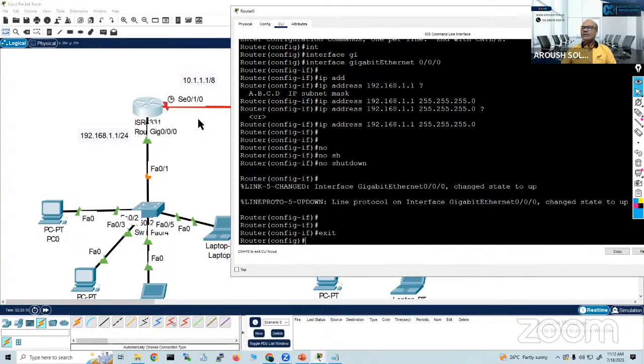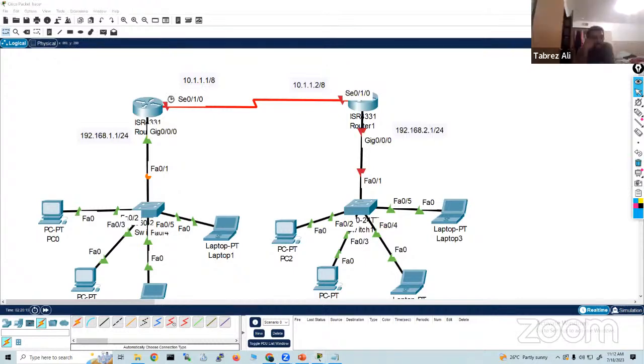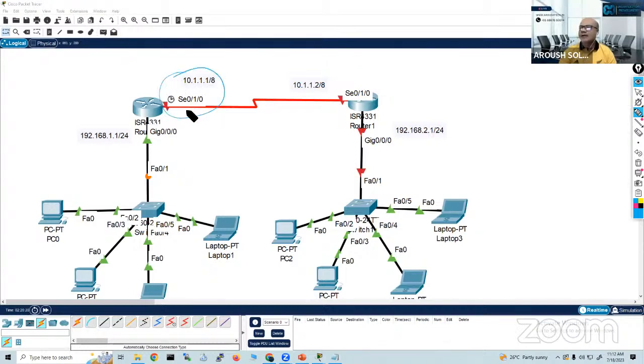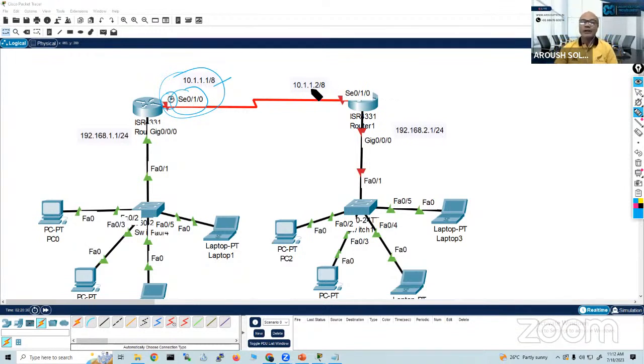Now I want to configure this interface, serial 0/0. I will enter into this interface and give the IP address. I have noticed here he has set some clock, DTE. So I have to give the clock rate here. Remember that the clock rate can be given on only one side of the serial interface, not at both sides.